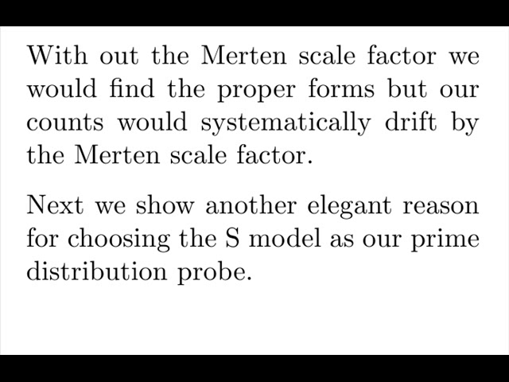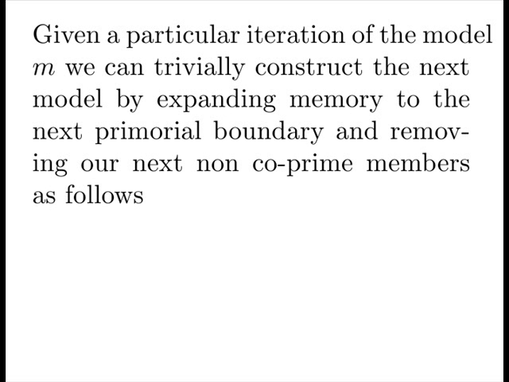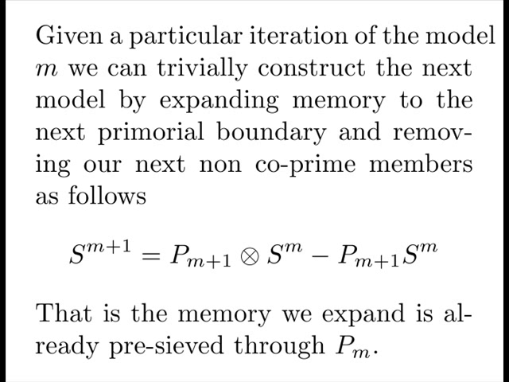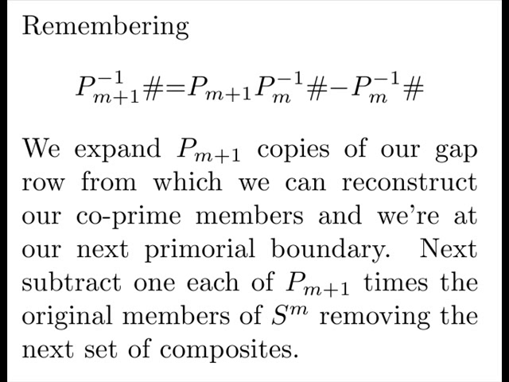Next, we show another elegant reason for choosing the S model as our prime distribution probe. Given a particular iteration of the model M, we can trivially construct the next model by expanding memory to the next primorial boundary and removing our next non-coprime members as follows, which is just what we've stated. We're using our next prime copies of the gaps, expand them to find our coprimes, and then remove our next prime times our current coprime members as the next set of composites. We've already expanded our memory, and it's been pre-sieved through our current prime, so we save a lot. And here we're just restating our simple primorial algebra.